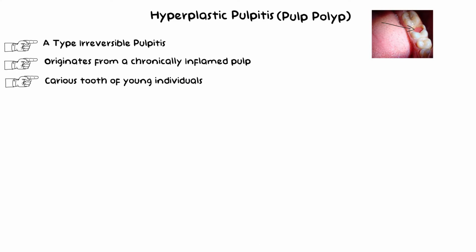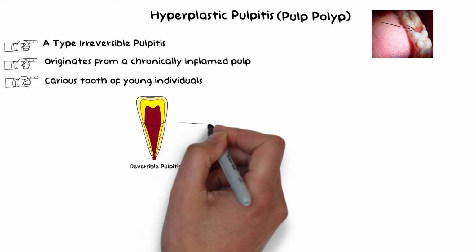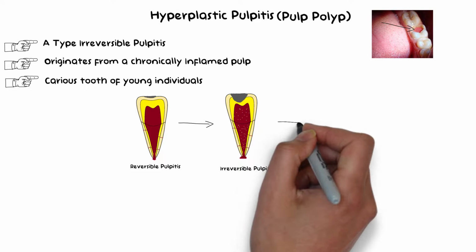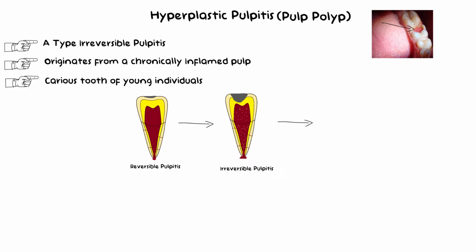a very long time. So as we have studied in our previous lectures, a tooth with a caries lesion first goes from reversible pulpitis and then to irreversible pulpitis if the cause is not removed in time, after which the eventual outcome of pulp will be pulpal necrosis.